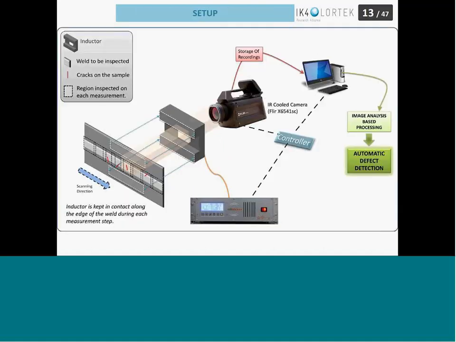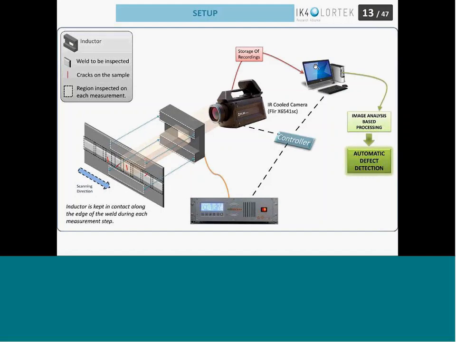The usual setup is the following. You have the camera and inductor situated in a certain place to inspect an area, and a controller, you can see here, is the one who gives the start to the heat impulse and the start of the recording. In this way, we record both the heating and the cooling of the sample, and we store all this information in the computer.